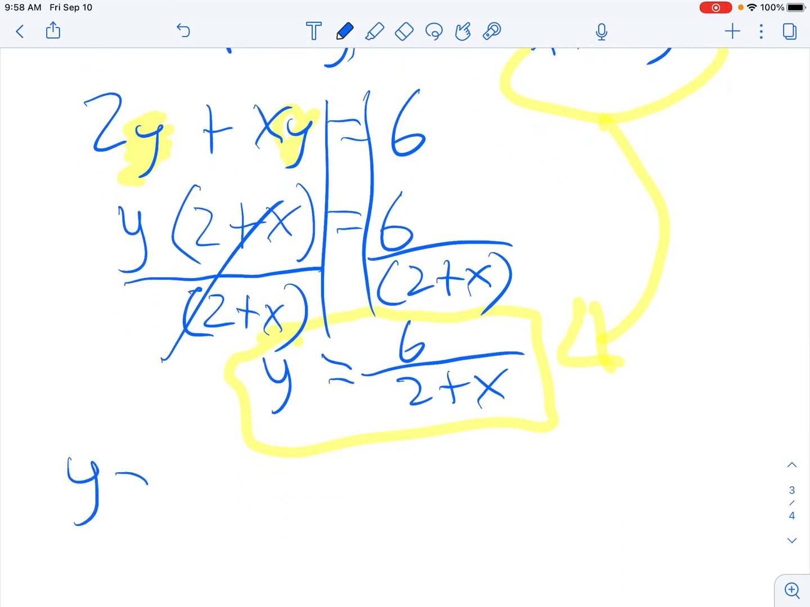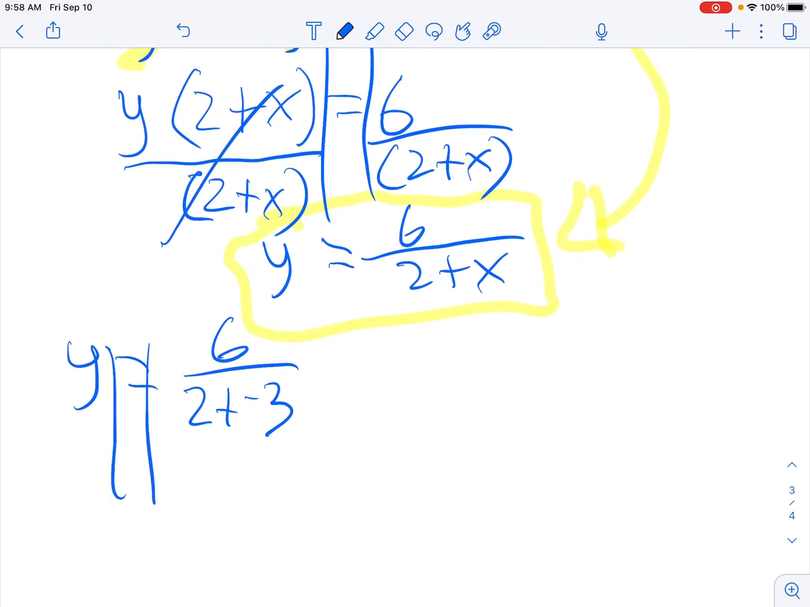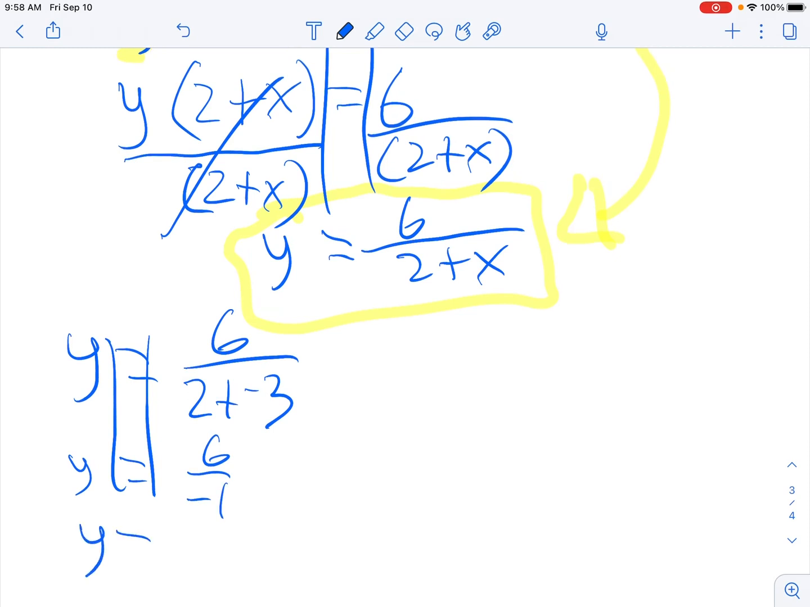Now let's take this and plug it in here. So y equals 6 over 2 plus negative 3. Well, if I simplify my right side, 2 plus negative 3 is simply negative 1. 6 divided by negative 1 is negative 6. So I get an answer of y equals negative 6.